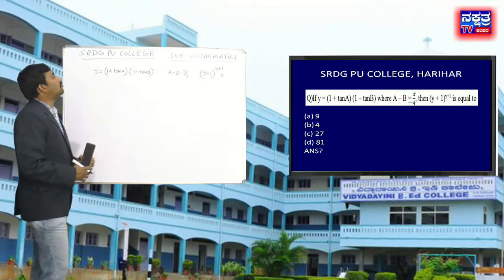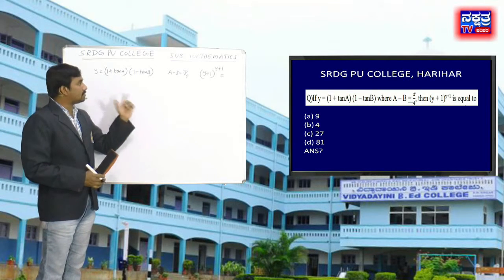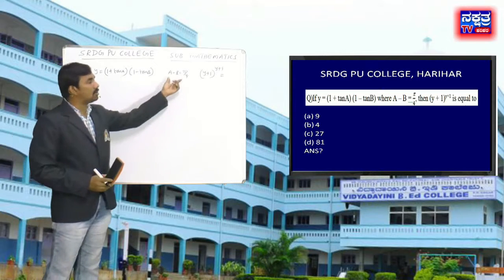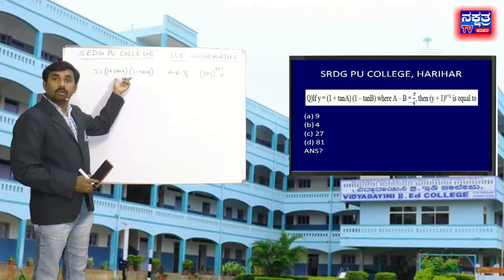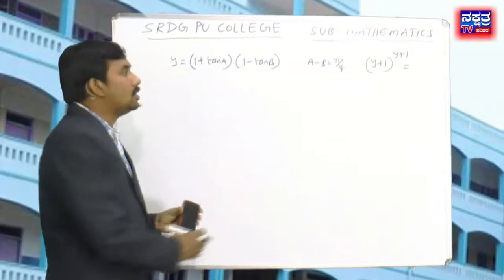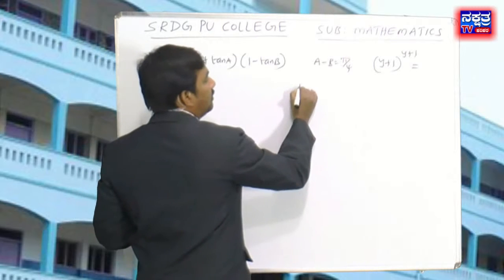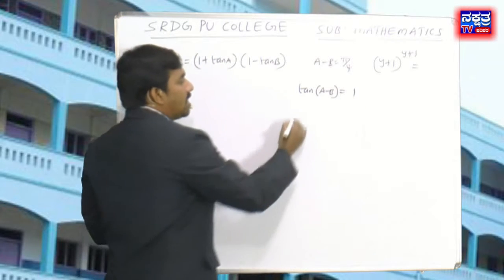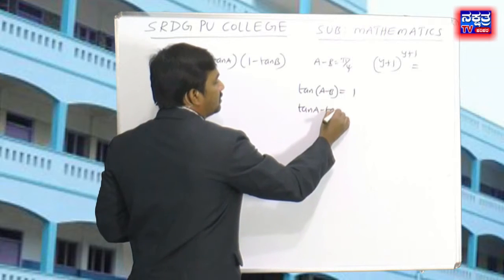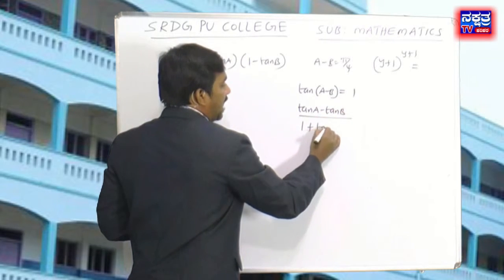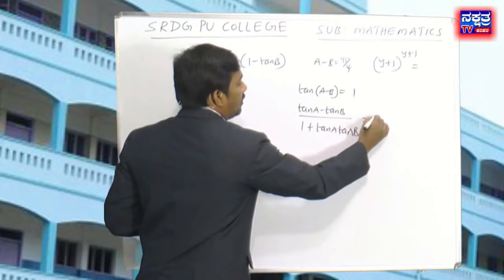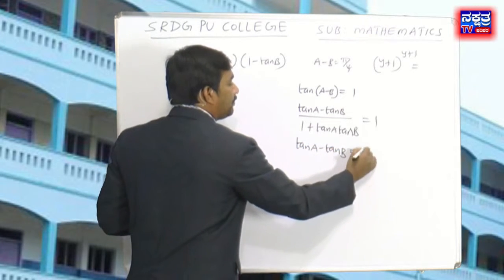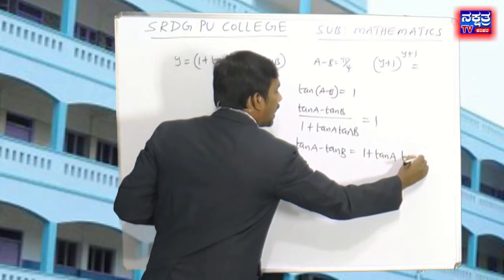See guys, here y equal to 1 plus tan a into 1 minus tan b and a minus b equal to pi by 4, then y plus 1 whole power y plus 1, that is the question. So a minus b equal to pi by 4 and the question is in terms of tan, so clearly you have to apply tan on both sides. Then tan of a minus b equal to tan 45, that is 1. Tan a minus tan b by 1 plus tan a into tan b equal to 1. By cross multiplication, tan a minus tan b equal to 1 plus tan a into tan b.